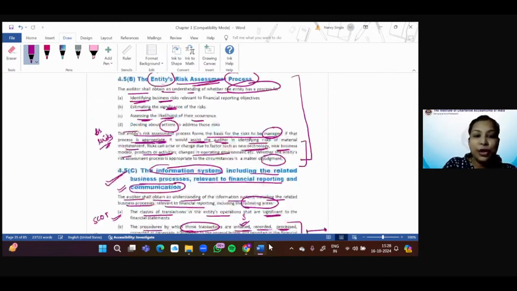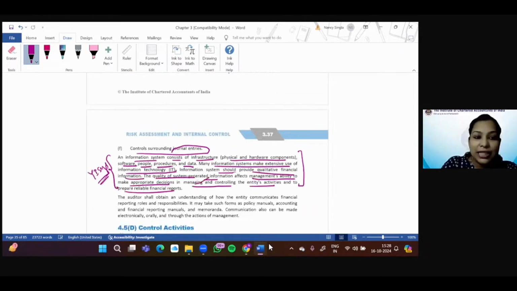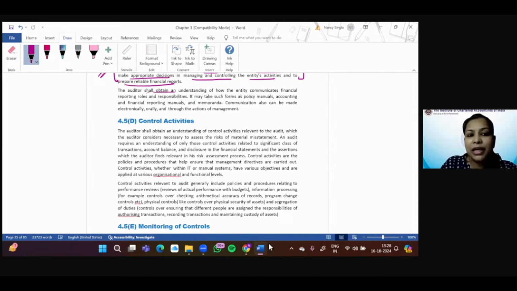Then I told you that this point is about two things, information system and the communication. So the next point says how the auditor shall obtain an understanding of how the entity communicates financial reporting roles and responsibilities. I have given you an example that the entry will be automatically parked in the, let's say, SAP system that has been used. The entry is automatically parked, and a reminder mail is automatically given to the concerned personnel. So whether he is aware that he is required to do something out of that entry, or that mail. So this is how the entity communicates financial reporting roles and responsibilities.